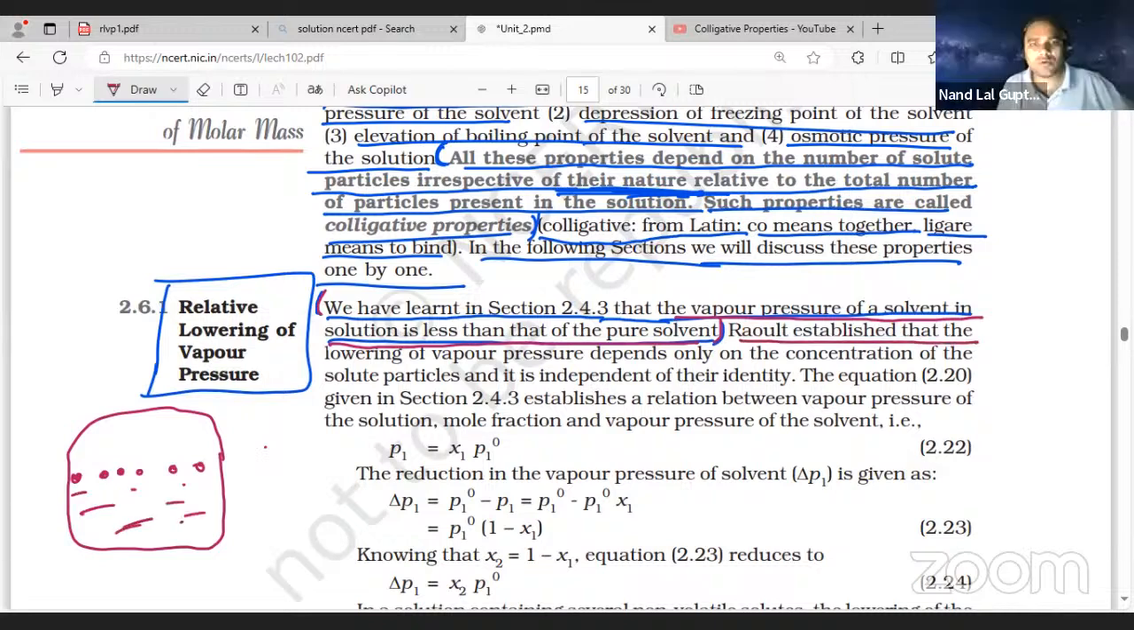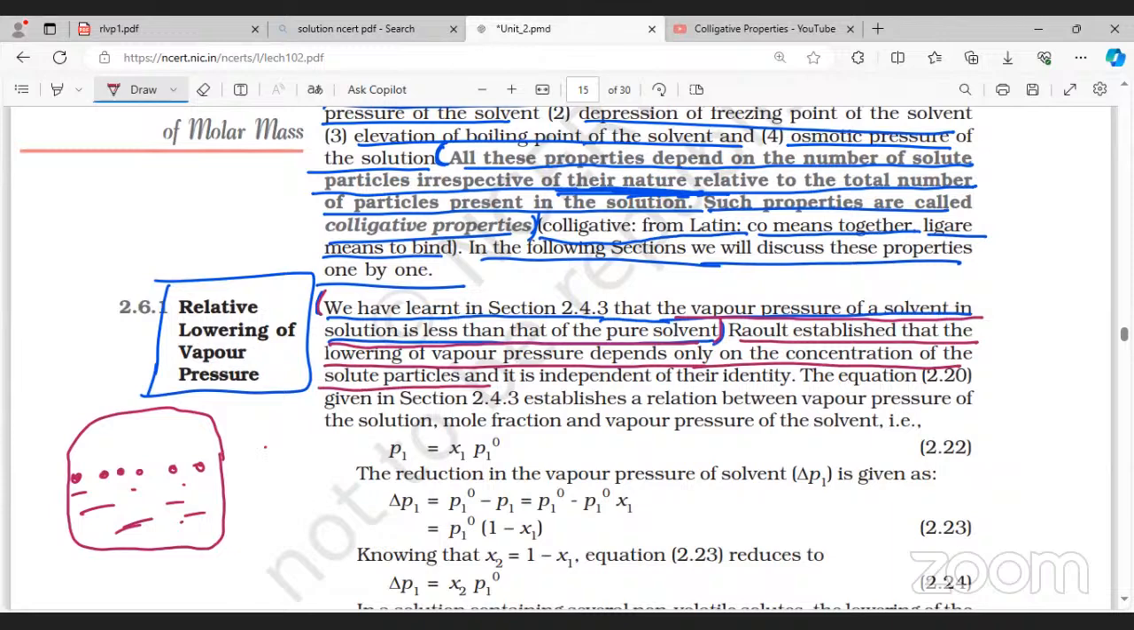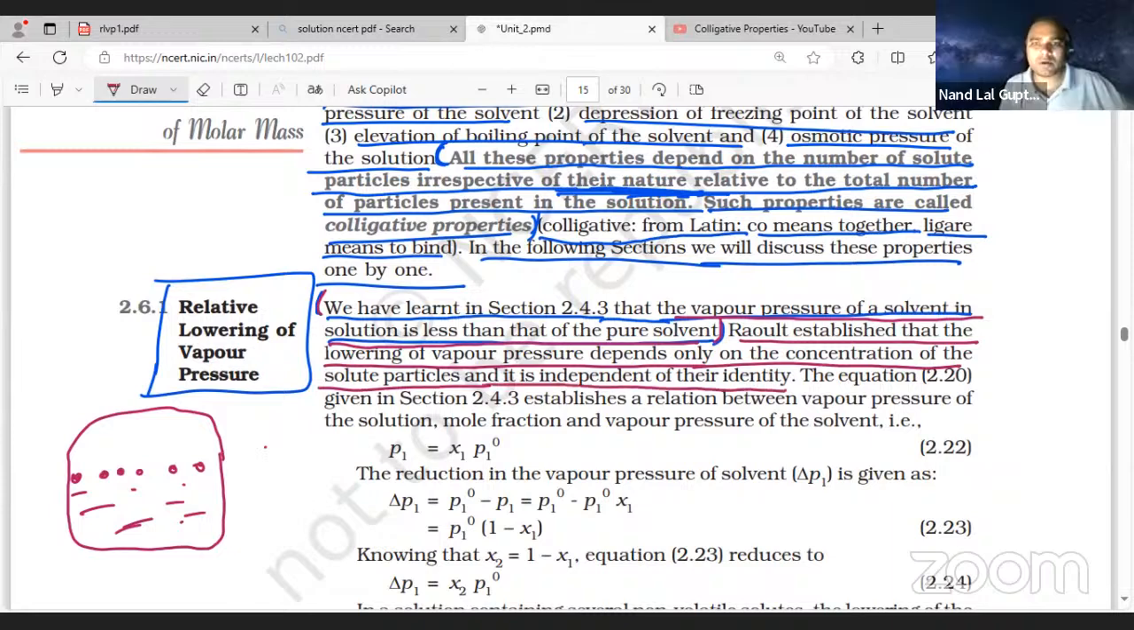Raoult's law established that the lowering of vapor pressure depends only on the concentration of the solute particles, and it is independent of their identity. This is the important point. Whatever the decrease in vapor pressure of the solution, the lowering depends only on the concentration of solute particles, independent of their nature.